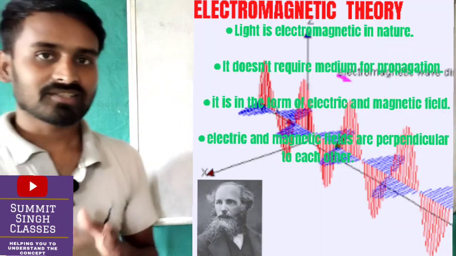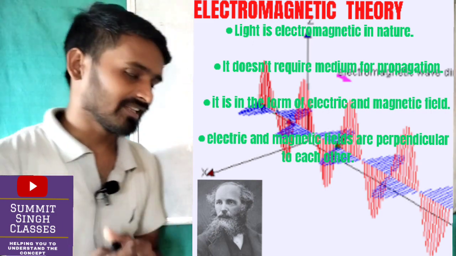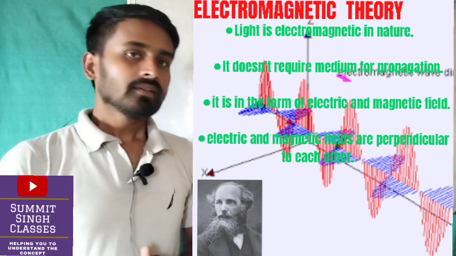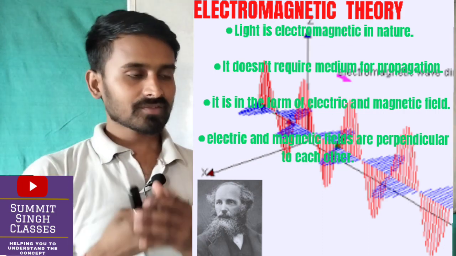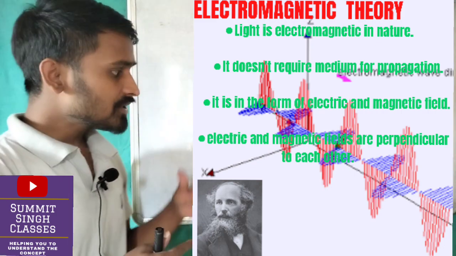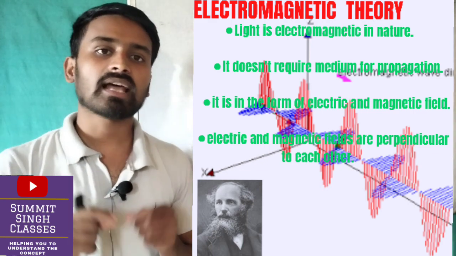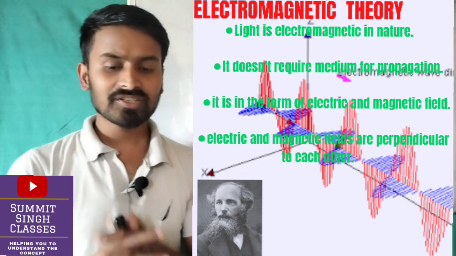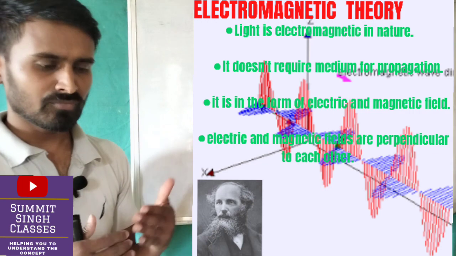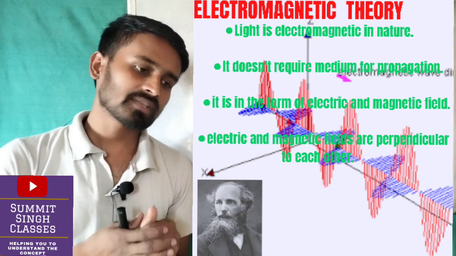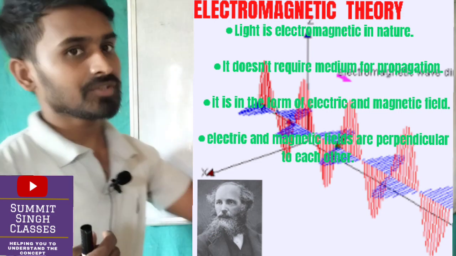Now the next thing to understand is the electromagnetic theory of light. As I have told you earlier, the electromagnetic theory of light was given by Maxwell. Maxwell told these four things about light. The very first thing he said is that light is electromagnetic in nature. He assumed that light has both natures, the nature of particles and the nature of waves as well, but he supported the wave theory of light more.